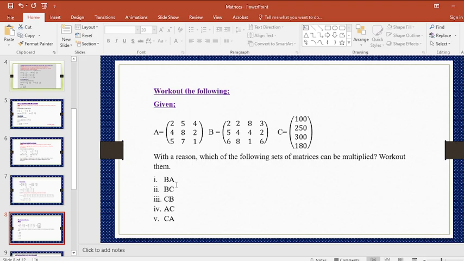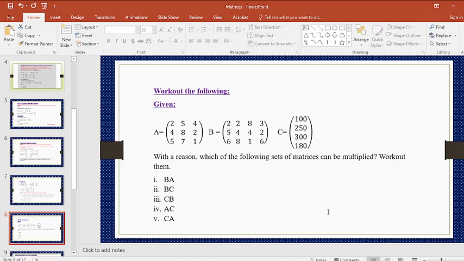You have Roman A, AB, then CB, then BC, then CA. So a set that can be multiplied is the set that fulfills the condition of compatibility. And we say that when are they compatible? When the number of columns in the first matrix is equal to the number of rows in the second matrix.